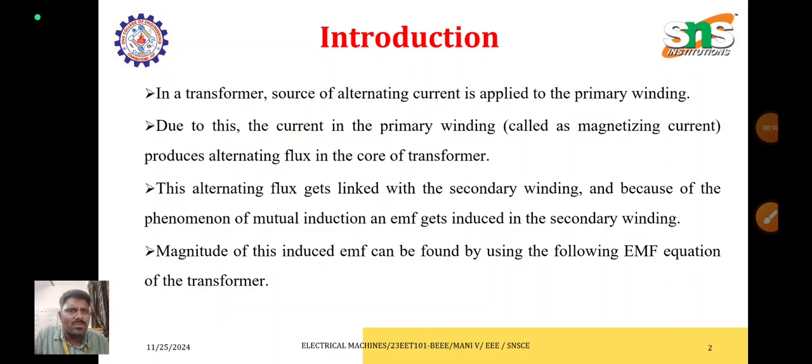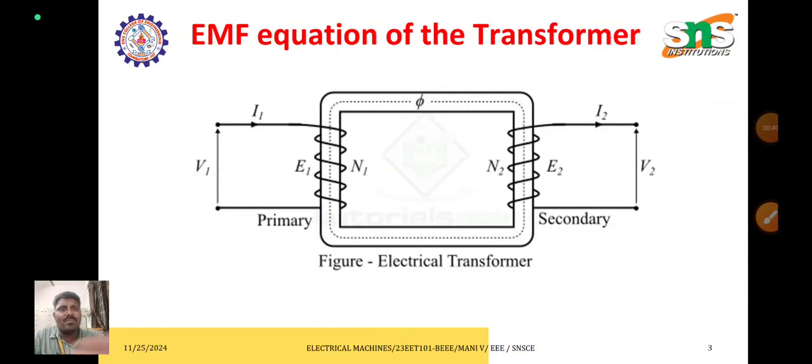So in a transformer, the source of AC is applied to the primary winding. Due to this, the current in the primary winding, called the magnetizing current, produces alternating flux in the transformer core. This alternating flux gets linked with the secondary winding through the transformer core. Because of this phenomenon, mutual induction occurs and EMF gets induced in the secondary winding. The magnitude of this induced EMF can be found using the following EMF equation of the transformer.